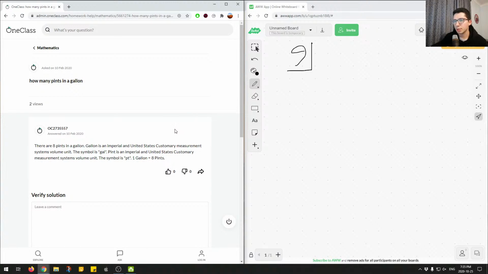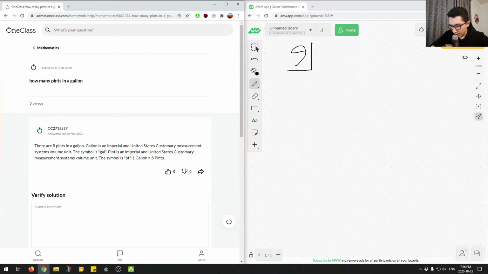So question number 9 is asking how many pints in a gallon. So this is kind of using the imperial system. So here we're looking at the junior tutor's answer. There are 8 pints in a gallon. Gallon is an imperial and United States customary measurement. The symbol is gal. Pint is an imperial measurement system. So that's the conversion.